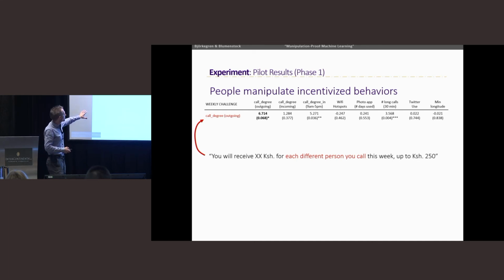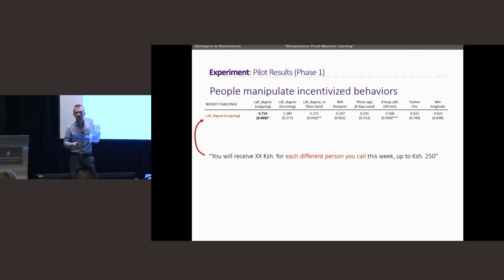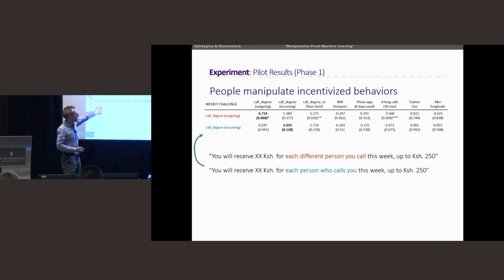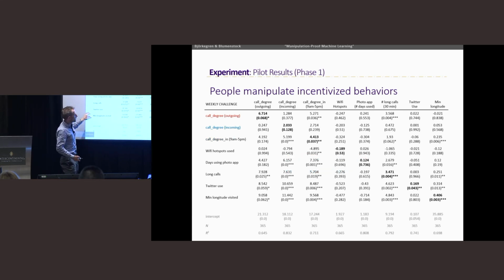In phase one, we also try to incentivize people to manipulate these behaviors. So paying people for each different call, the person that they call each week. And you can see when we pay people for that, their calls out goes up. And you also see changes in related behavior, which is going to allow us to estimate these off-diagonal parts of the cost matrix. If we instead pay people based on incoming calls, you can see in the pilot we had a lower effect on that, but it looks like in the right direction. And so we do this for a series of different features. We can estimate the responsiveness of people to these different incentives.